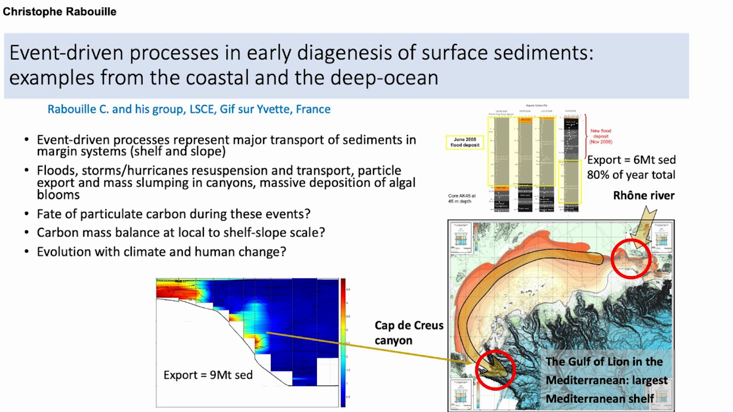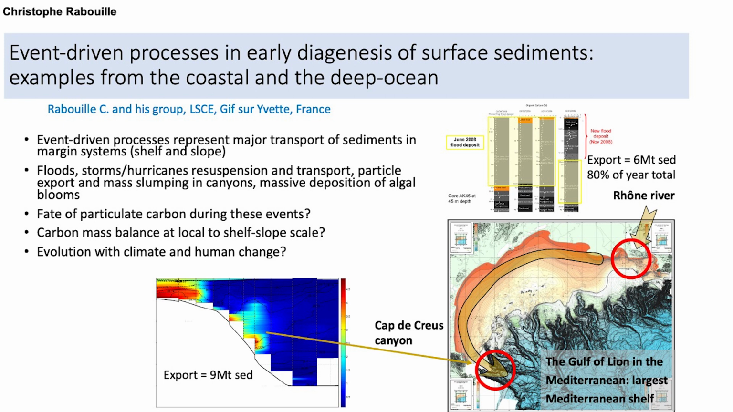Well, I've already insisted on that part during the workshop, but I'd like to come back to these event-driven processes, which I think are important for early diagenesis in surface sediments. Most of us think that this event-driven deposition is more related to the coastal ocean, but it's also true on the slope. I will probably not have time to give a lot of examples, but it's also important for the deep ocean.